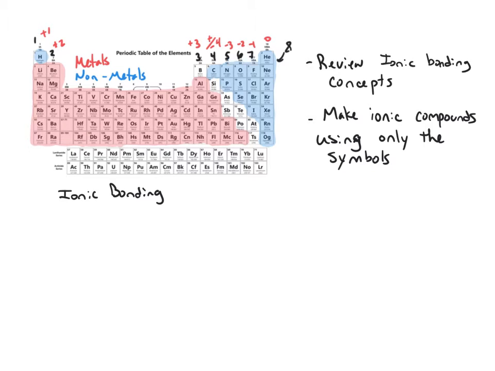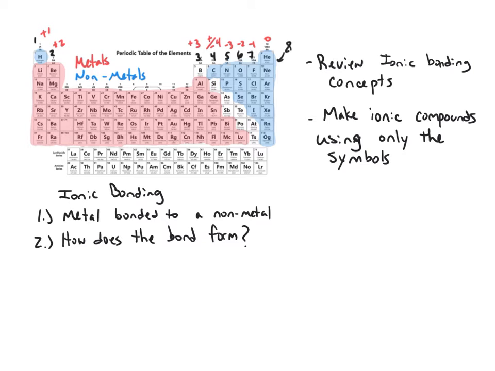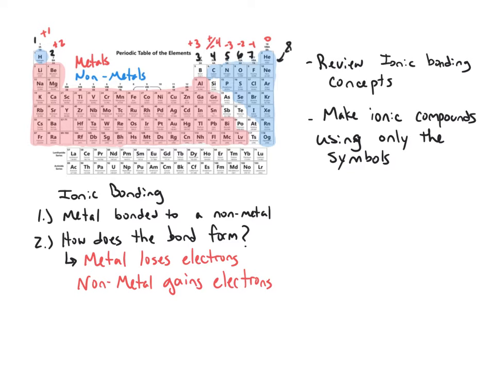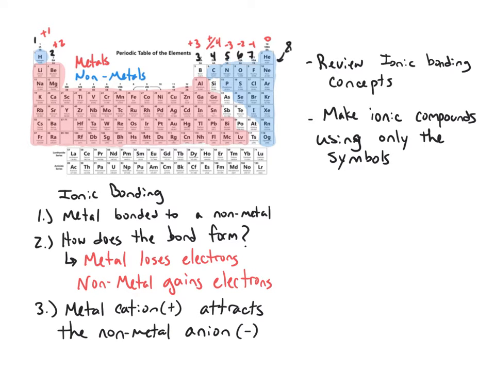First, let's review ionic bonding. First of all, in order for an ionic bond to form, you have to have a metal bonded to a nonmetal. Another thing to think about is how the bond forms. In order for this to happen, the metal gives its electrons to the nonmetal. When the metal gives its electrons, it becomes positively charged, and when the nonmetal receives electrons, it becomes negatively charged. And then the cation, the metal, is attracted to the anion, which is a nonmetal, because they are opposite charges.